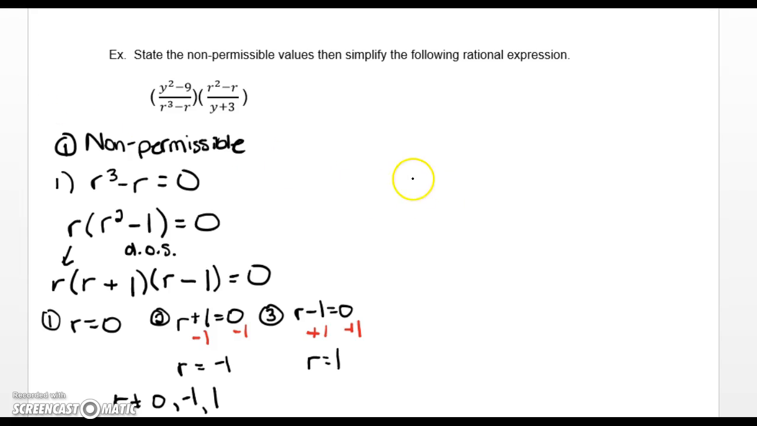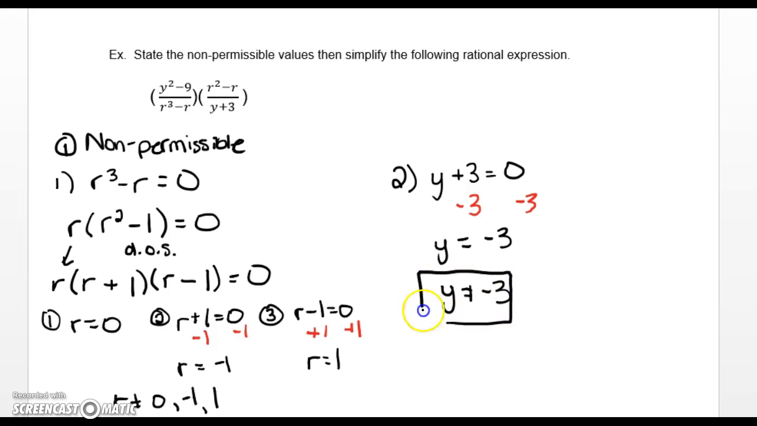So now we need to look at our second fraction. And this one here, we're actually dealing with a different variable. So here we're working with y plus 3. So this one here, we're already left with just a y value, which is really awesome. So all we have to do is solve for y. So we're going to subtract 3 on each side. And we find that y is equal to negative 3. So then your restriction for y is that y cannot equal negative 3. And these here are your restrictions for this entire equation. So we have r cannot equal 0, negative 1, or 1, and y cannot equal negative 3.